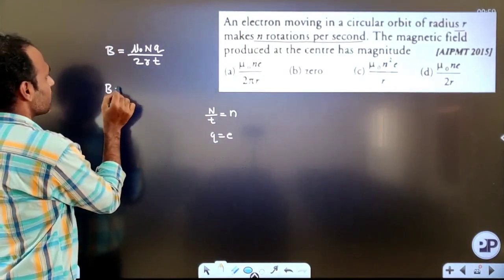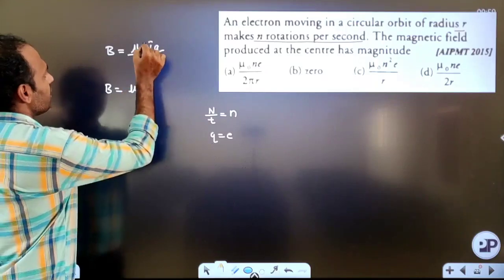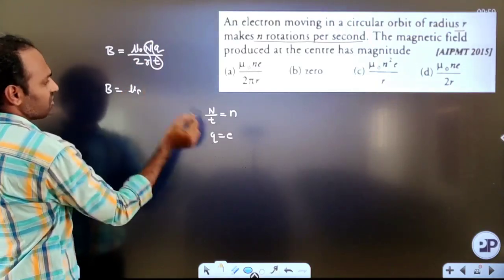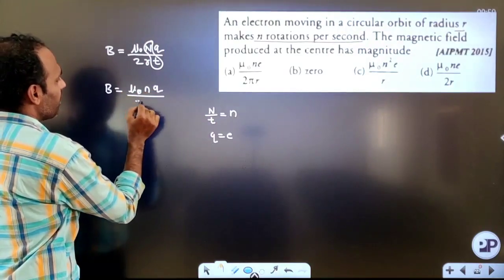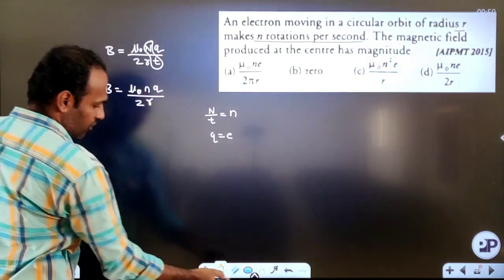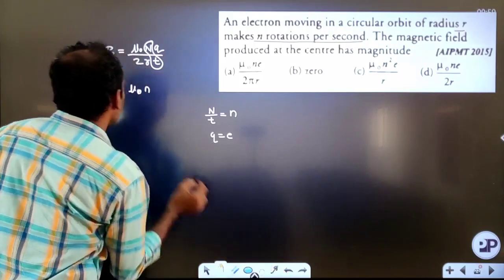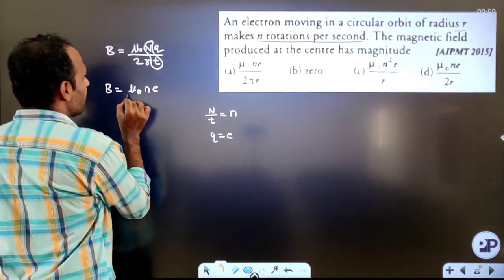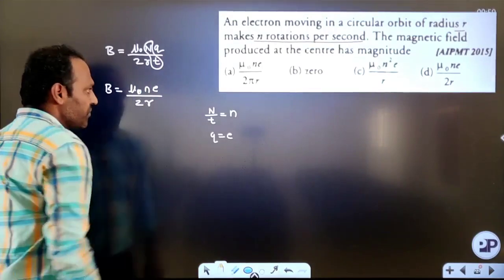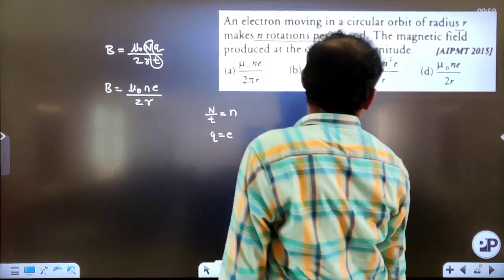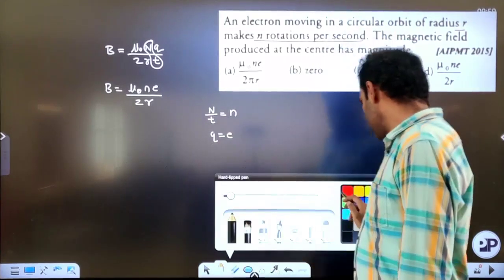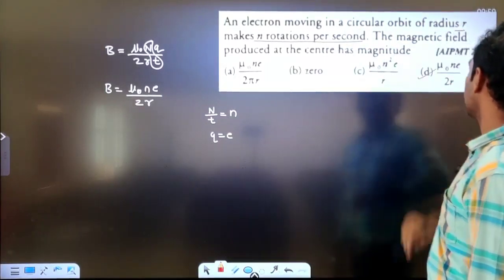Let us substitute those values. Mu naught, n divided by t means small n. So mu naught nq divided by 2r. In place of q we have to write e. Mu naught ne divided by 2r. This much we will get. This is the magnetic field. So mu naught ne divided by 2r. Which option is correct then? Option D is correct. Right?